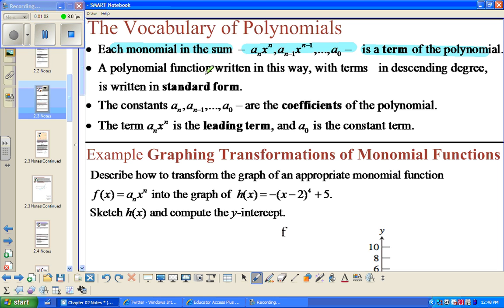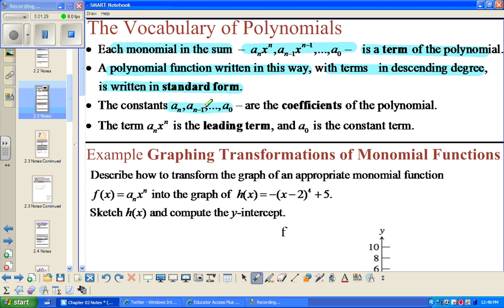Then a polynomial function written in this way with the terms in descending degree is considered to be written in standard form. So basically, when you write out your polynomial where the terms are written in order so that the degrees of the exponents are descending or getting smaller, that's standard form.